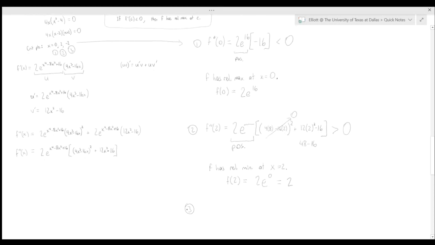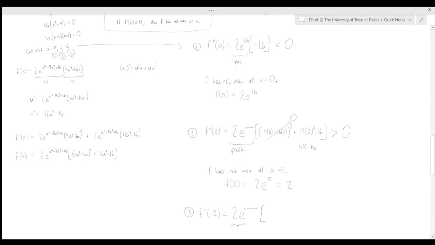Okay, so finally, let's check when x is negative 2. We'll plug that into the second derivative. Okay, so again, over here, plugging in negative 2, you're going to get 2e to something. Again, you don't need to worry about the actual exponent because you know that exponentials will always be positive. Okay, now let's see. If we plug in negative 2 for x, okay, so negative 2 cubed will be negative 8. We get minus 16 times negative 2. Okay. Then we'll get plus 12 times negative 2 squared and minus 16.